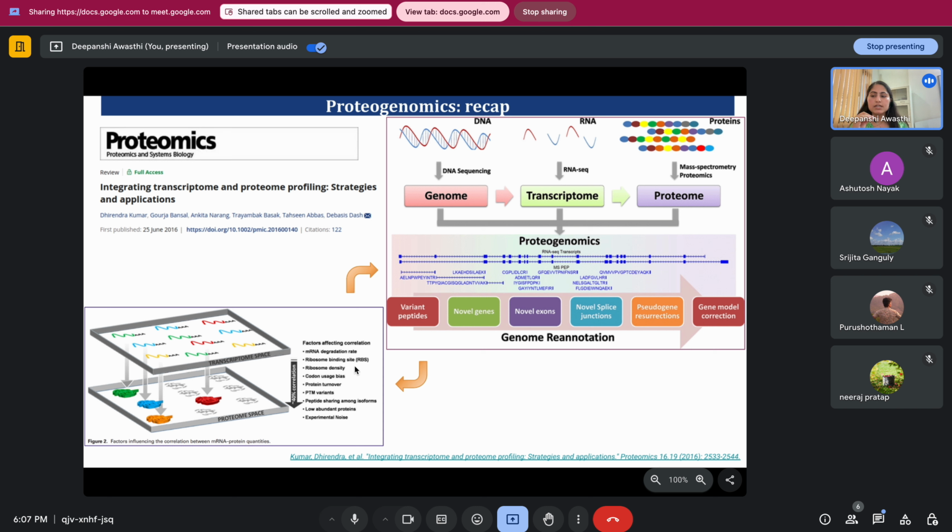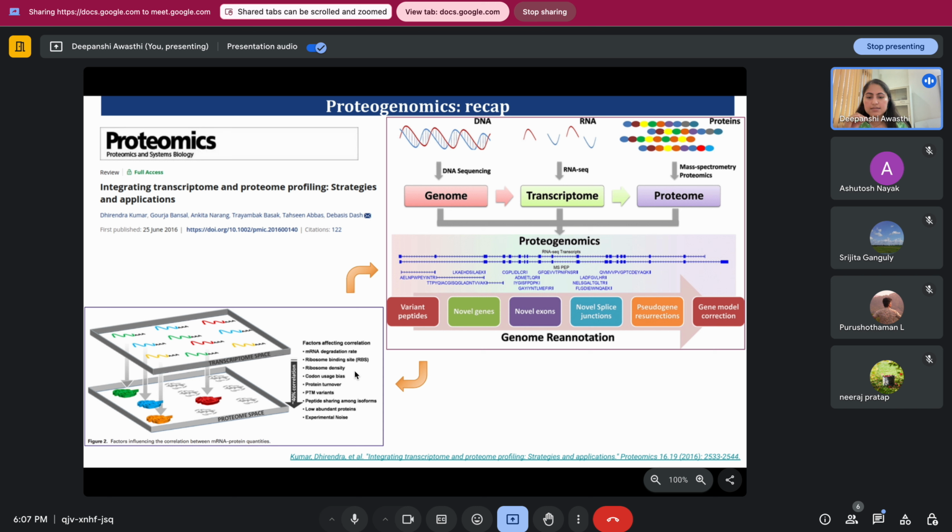As we all know, for mRNA to protein conversion we require ribosomes and tRNAs. The ribosome initially binds the mRNA and then it calls the tRNA, and ultimately it leads to protein synthesis. In certain cases the ribosome is not able to bind properly to a particular mRNA, and hence that mRNA cannot make protein. In that case also there will be a difference between the transcript and protein expression.